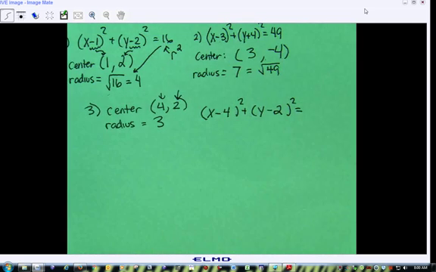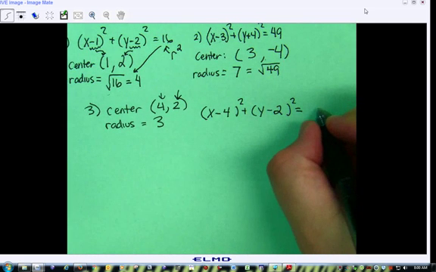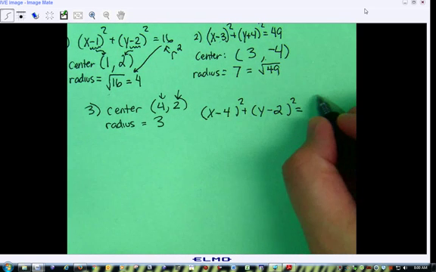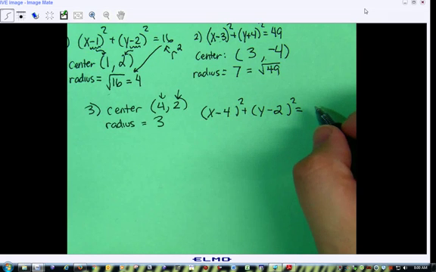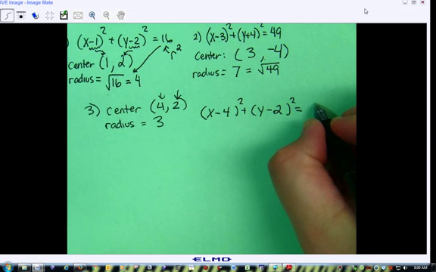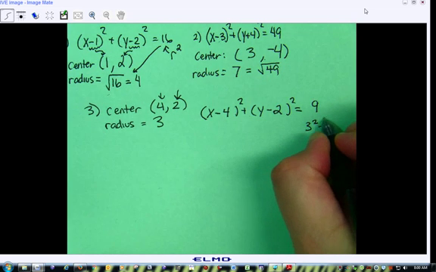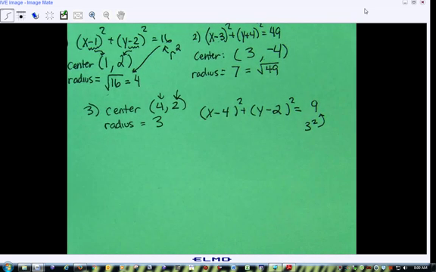Now, the radius is always going to be on the other side of the equal sign. Our radius is 3, so on the count of 3, what number goes over here? 1, 2, 3. 9. And remember, it's 3 squared. That's where we get our number from. We'll be doing a lot more of this because, like I said, I want you guys to be able to look at this and within 5 to 10 seconds be able to tell me all the information from these. The more you see, the more it's going to be better for you.